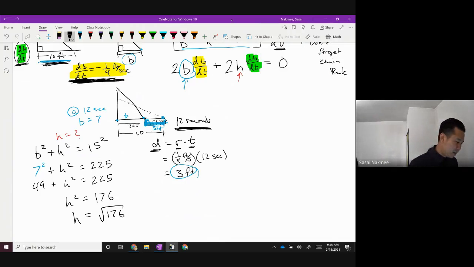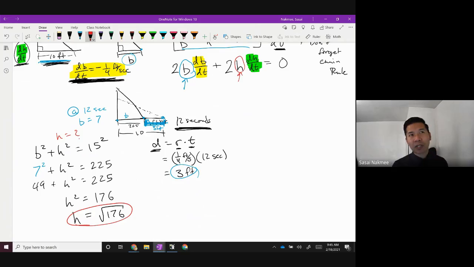So with H equaling the square root of 176 solved for, I have now found out what this value is. So that's the thing. When you're dealing with these word problems, you're trying to find out, list out the variables that are going to be in play.